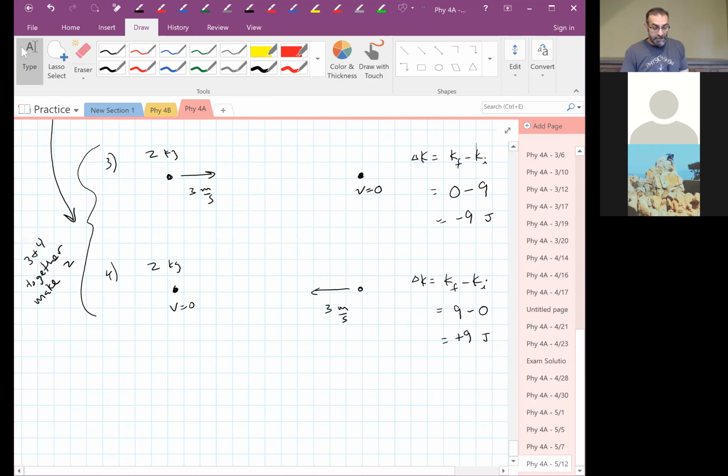Okay, energy is a scalar. It does not depend on direction. Energy is a scalar. Does not depend on direction. So anytime something is moving, it has kinetic energy. It always has positive kinetic energy. There's no negative kinetic energy. Other energies we can have can be negative, but kinetic energy cannot.